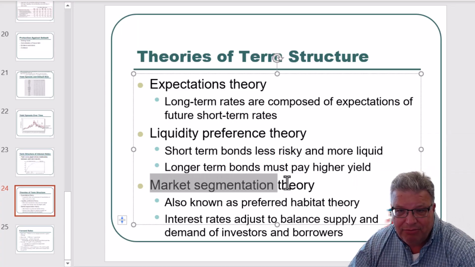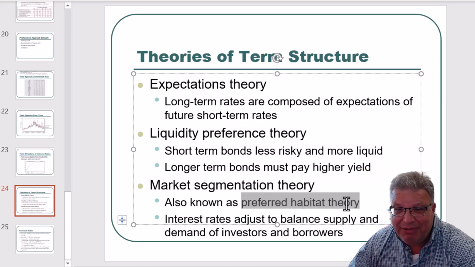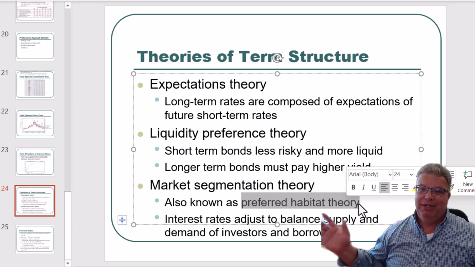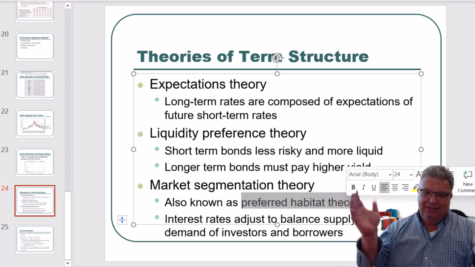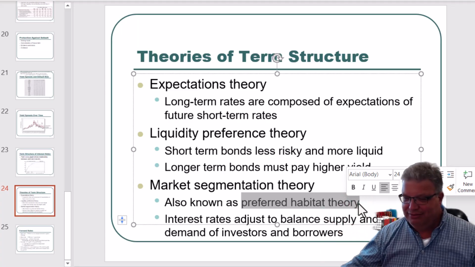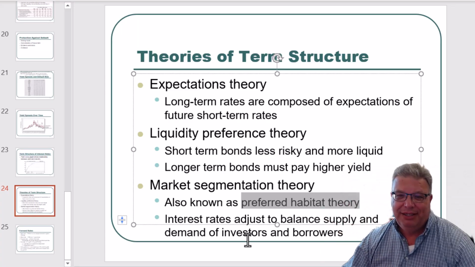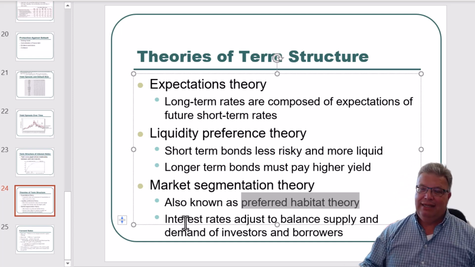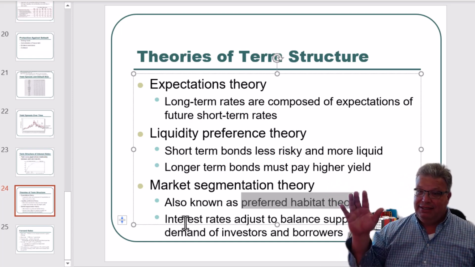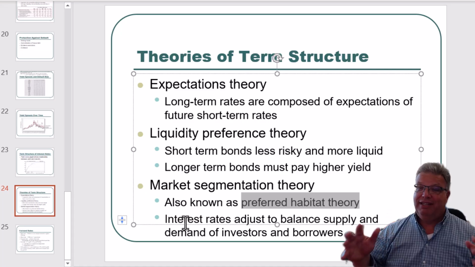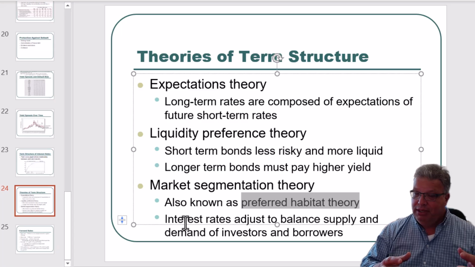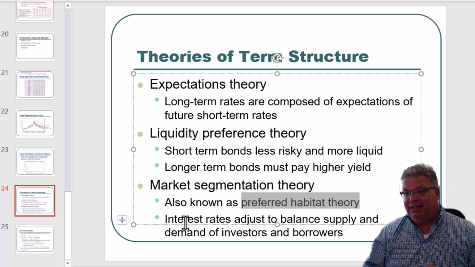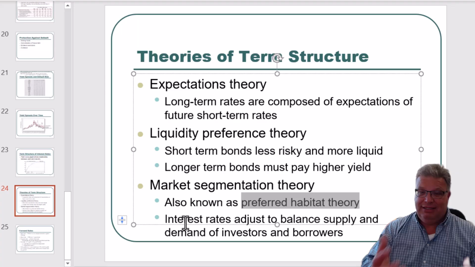And then there's something called market segmentation theory, aka preferred habitat theory. I don't know what it is, but when I hear preferred habitat, I just think of a hamster walking around, or where they like to live, I don't know where. But this basically says that the interest rate curve is subject to supply and demand and what investors want, and what companies that are selling bonds are selling. So it's basically a function of supply and demand.